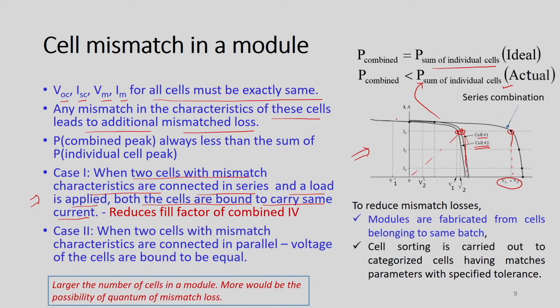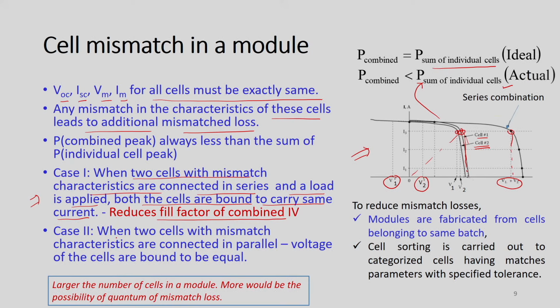For example, if we short circuit this circuit, what will happen? They will generate two voltages, V1 dash and V2 dash. These are the same in magnitude but in opposite directions. So what does it mean? One cell will produce power and the other will dissipate power. As a result, we will have a reduced fill factor of the combined IV, and that will reduce the combined power.